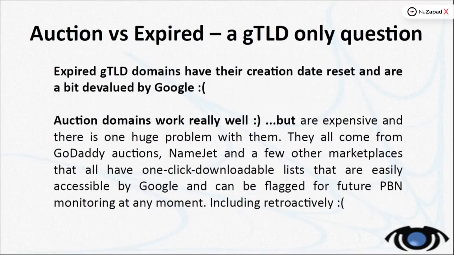So there's a very often asked question, auction or expired domains, which applies to gTLD only because this is determined by creation date from Google, and Google checks creation date only for gTLD. So all ccTLDs dropped or whatever have auction quality. That's just how it works technically. But with gTLDs, if they are expired it's a bit devalued, and this is already determined by case studies.